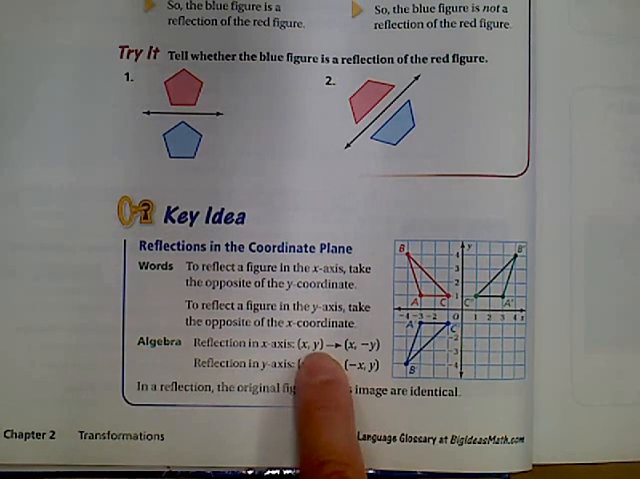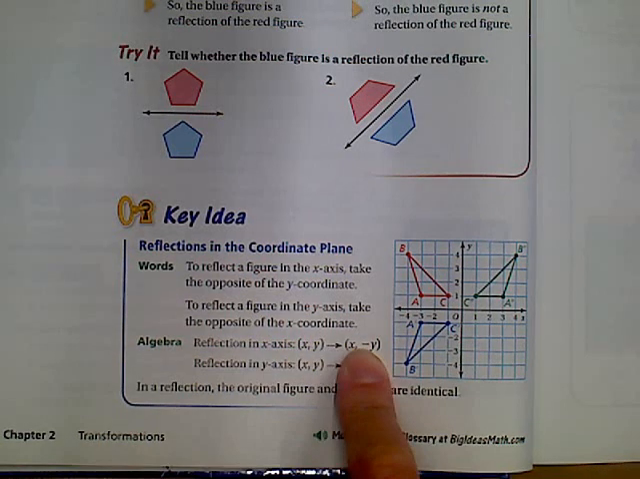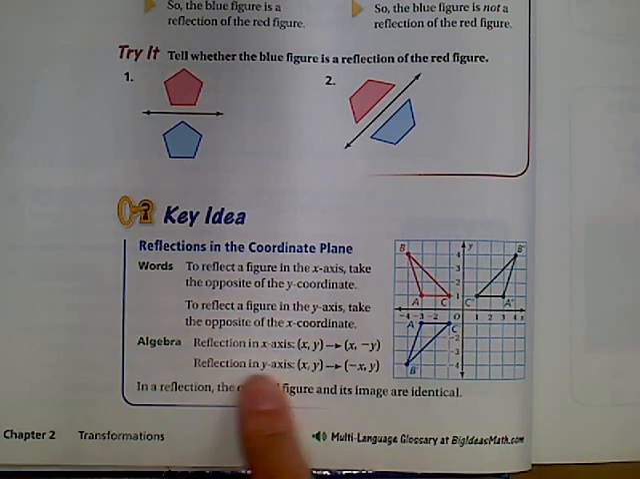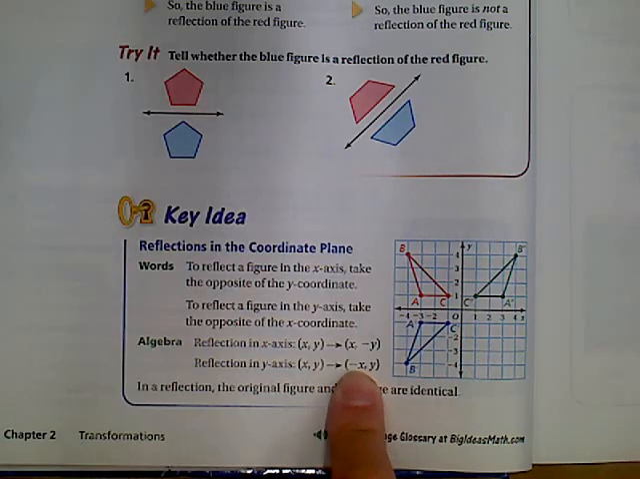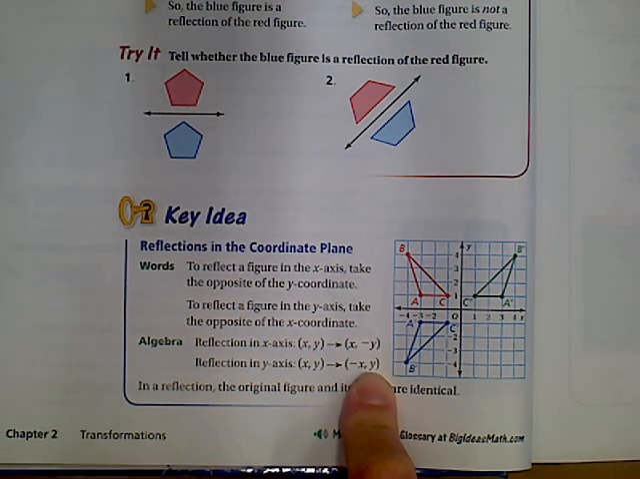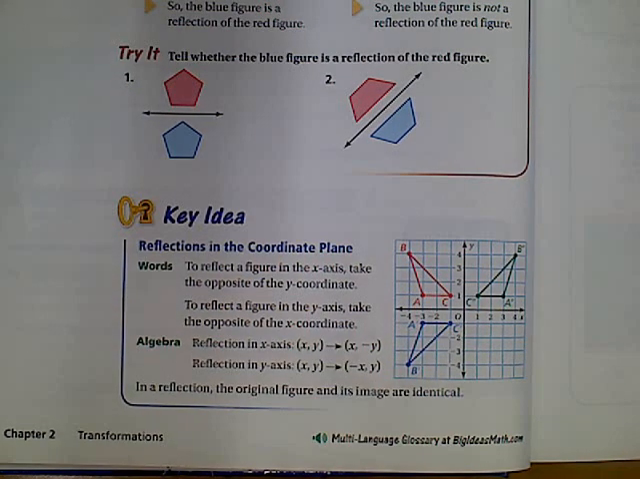In algebra, we would show this that (x, y) reflected over the x-axis would go to (x, -y). It looks like negative y, but I want you to think opposite y: (x, opposite y). And then reflecting in the y-axis, (x, y) goes to (opposite of x, y). All right, let's go ahead and start on our paper notes.